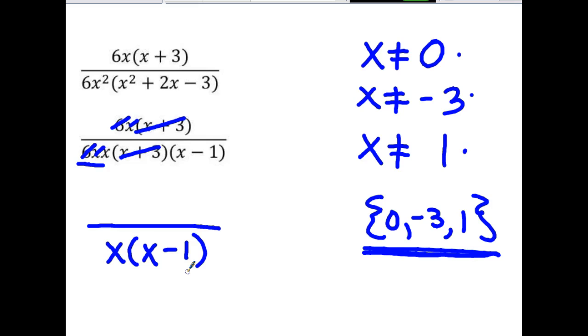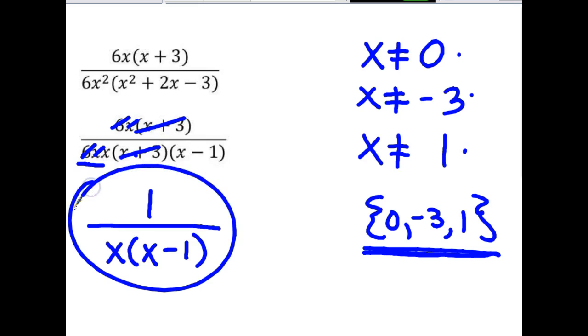So what is the numerator now? When you are canceling, you are actually dividing. 6 goes into 6 one time. X goes into X one time. This goes into that one time. And so this is the final simplified answer.